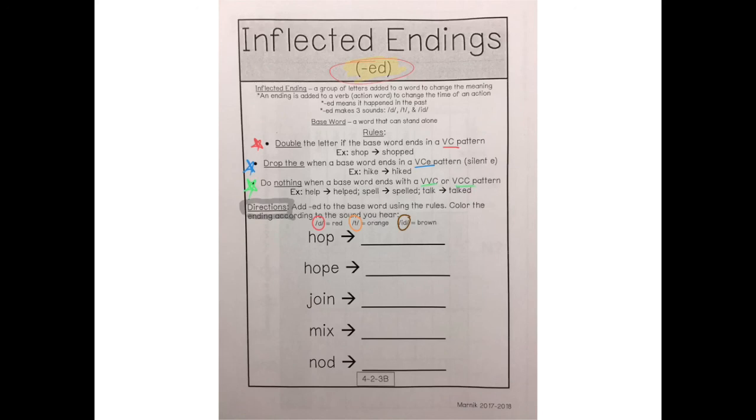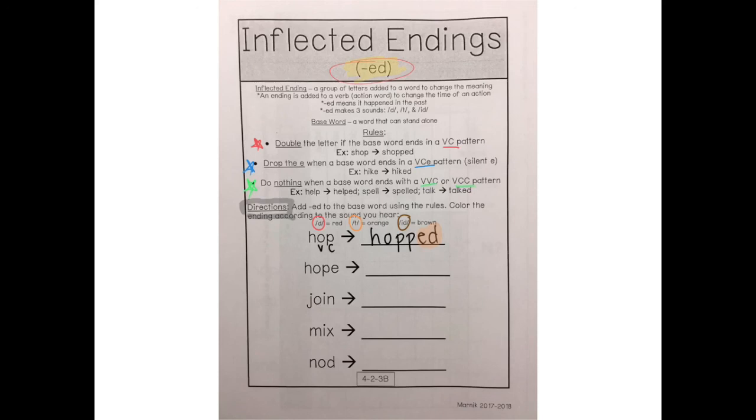Let's start by looking at my word hop. I see I have a vowel and I have a consonant. That means I need to double my consonant. So I'm going to change it to H-O-P-P. And remember, I'm doing ed this time. So ed, hopped. Now I need to color the ending according to the sound I hear. So hopped, I can hear that T. So I'm going to go ahead and color in my ending orange.